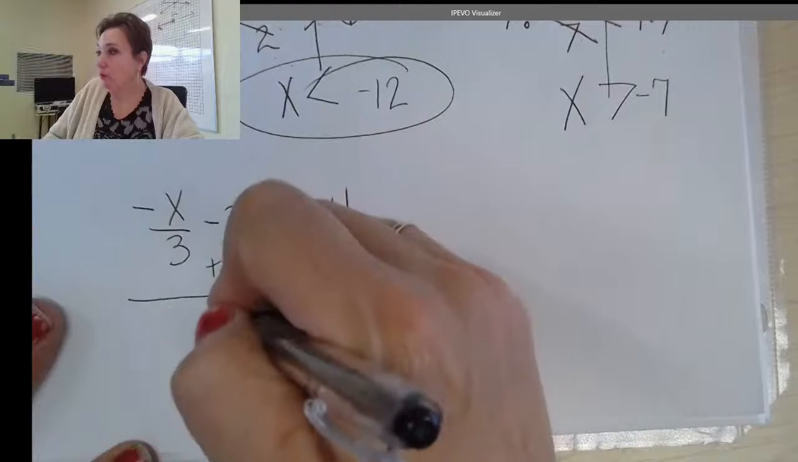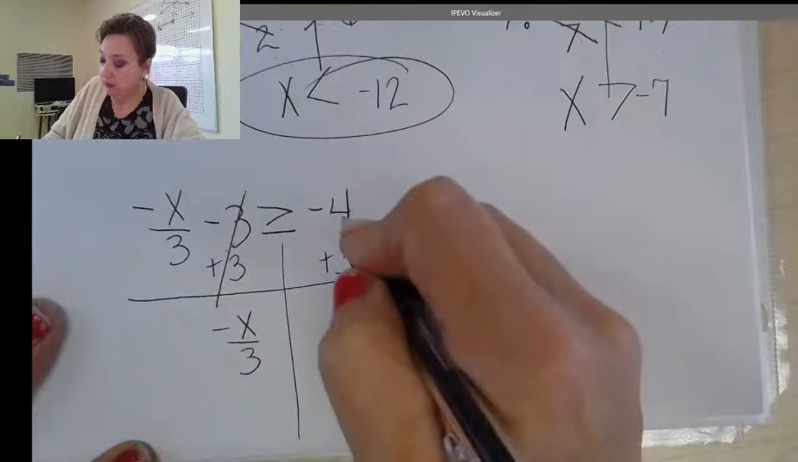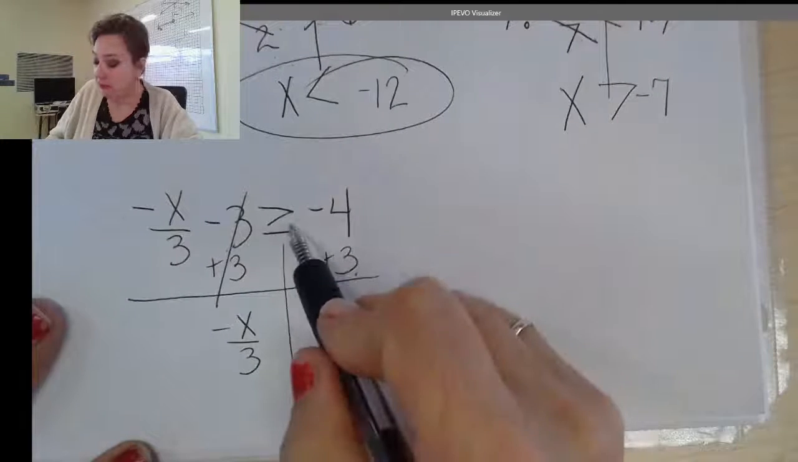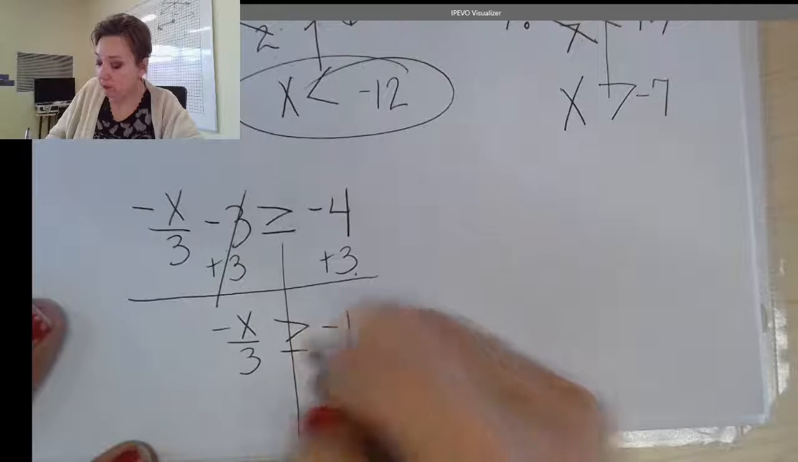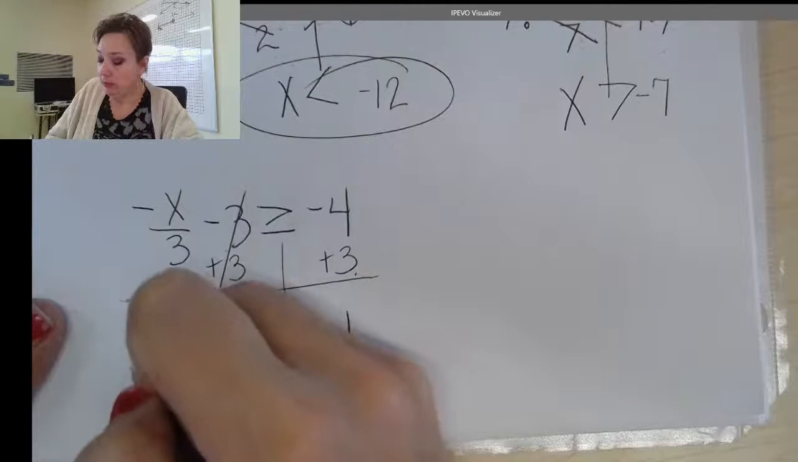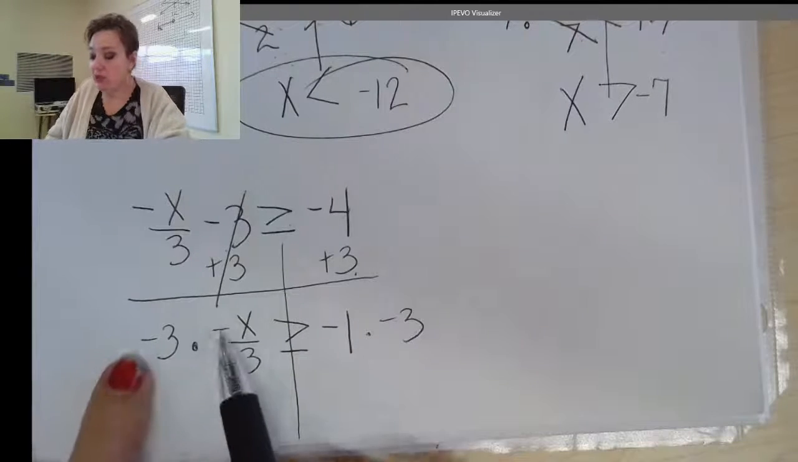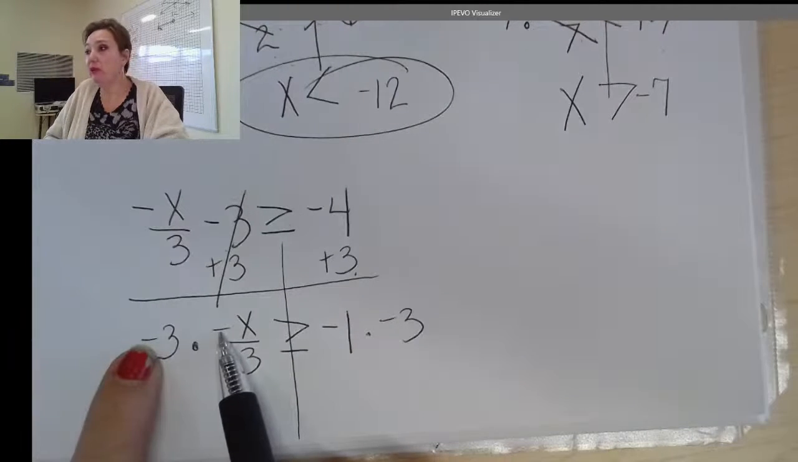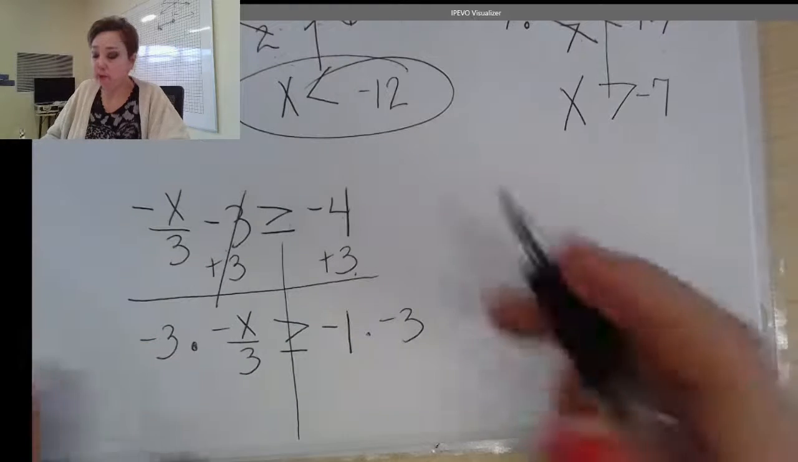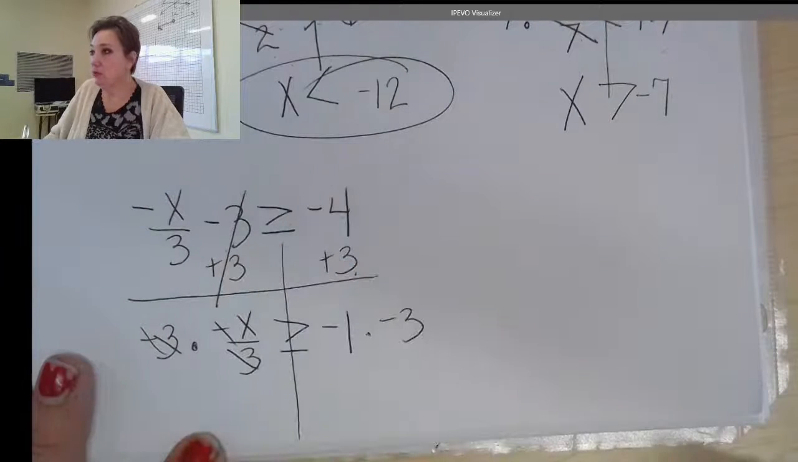Okay, so that's gone, right? We're going to bring down everything. Negative 4 and 3 is negative 1. What about my sign? Stays the same. Now what? Multiply by negative 3. Now remember, the reason we're multiplying by negative is we want to get rid of that negative. And a negative times a negative is now a positive, right?